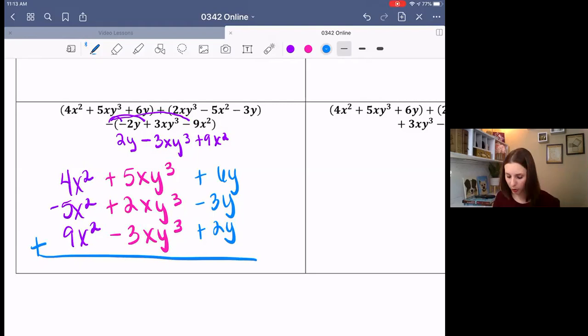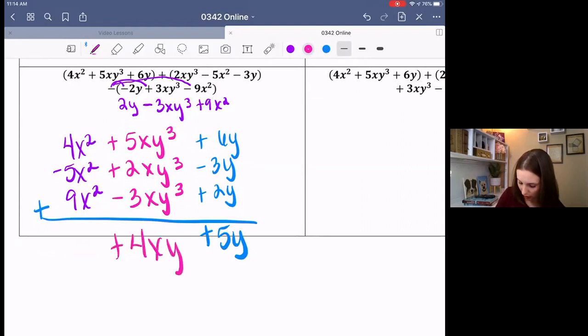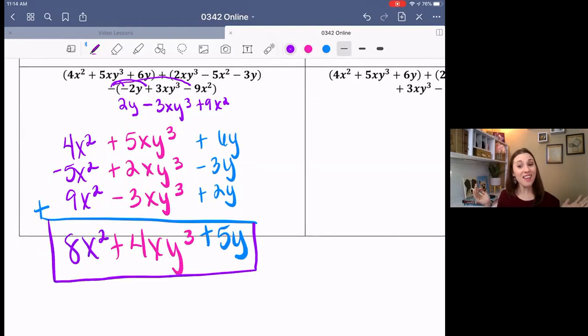I'm going to add all the blues. 6 minus 3 is 3 plus 2 is 5y. 5 plus 2 is 7 minus 3 is 4xy to the third. 4 minus 5 is negative 1 plus 9 is 8x squared. Isn't that so pretty? I love all the colors. I kind of like it vertically that way.